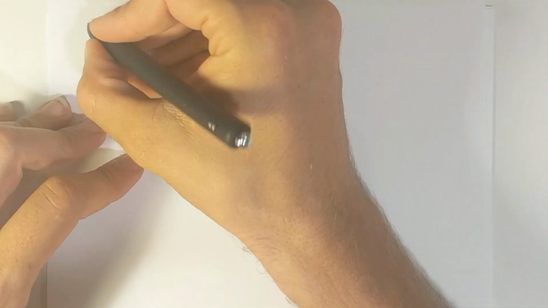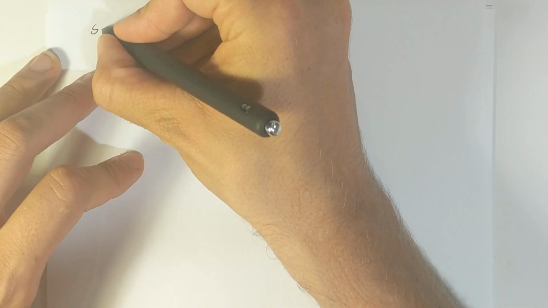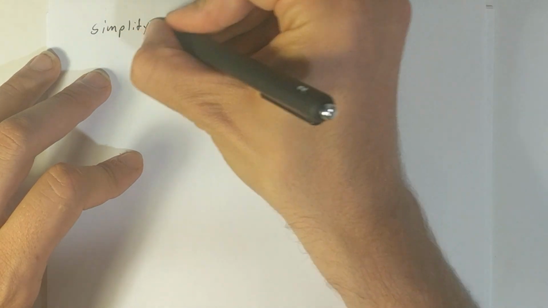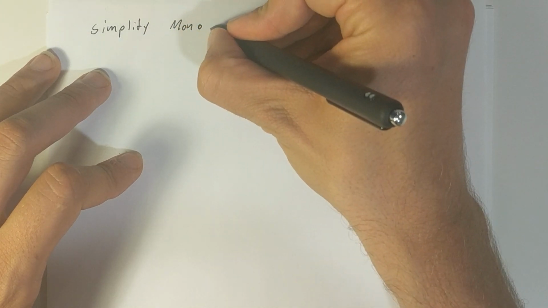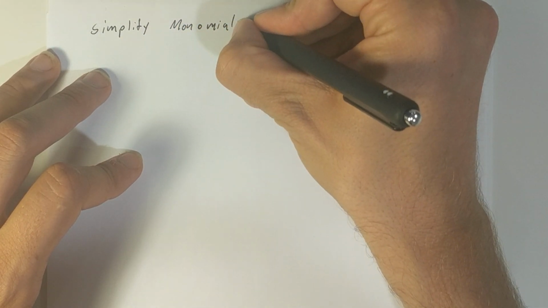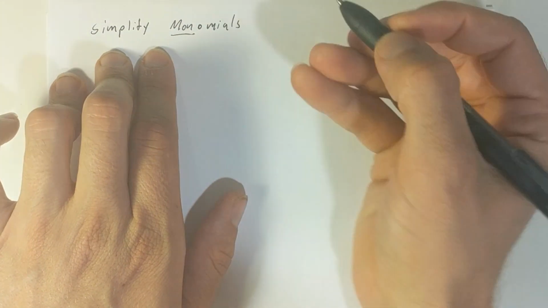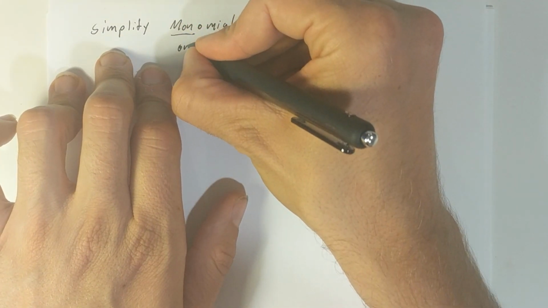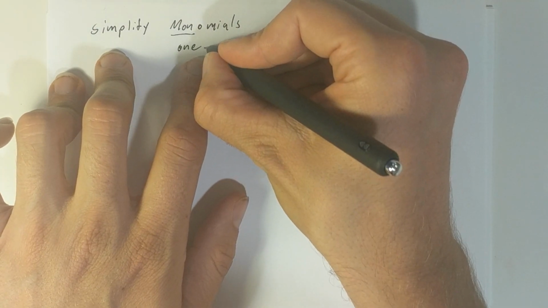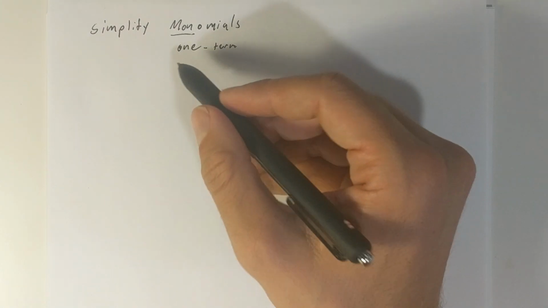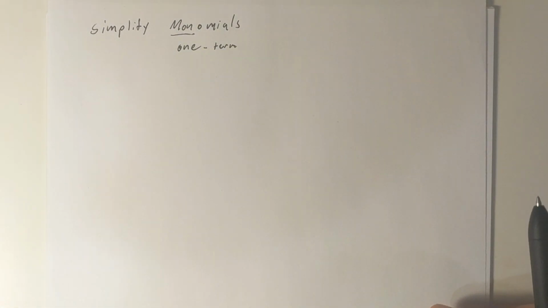What we're going to talk about today, the overarching thing, is we're going to learn how to simplify monomials. So monomial obviously stands, well, mon, that's one, and a monomial actually means one term. So it's a one-term expression, and we want to just simplify it.